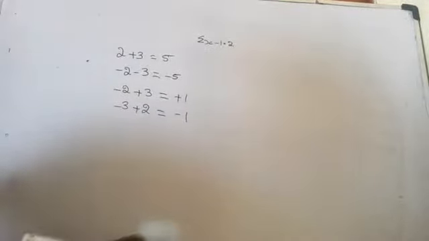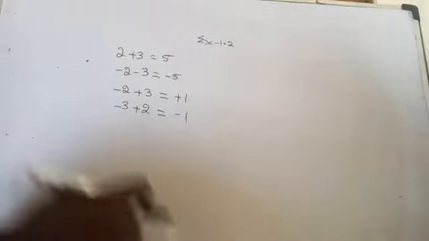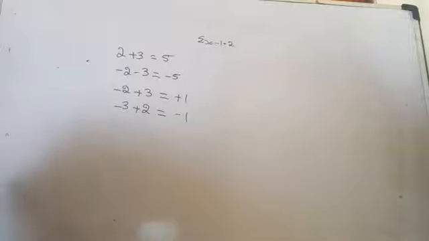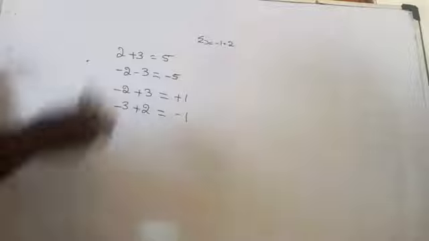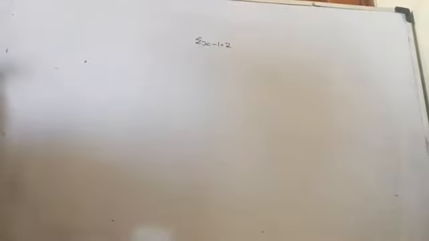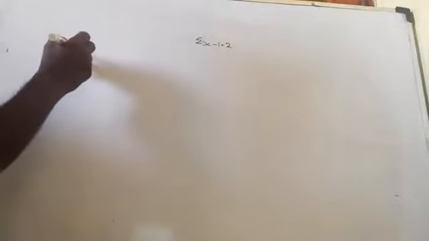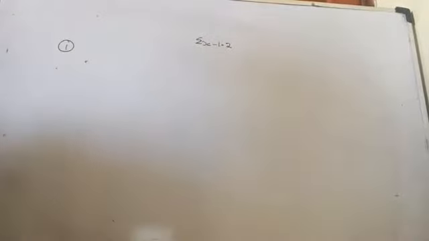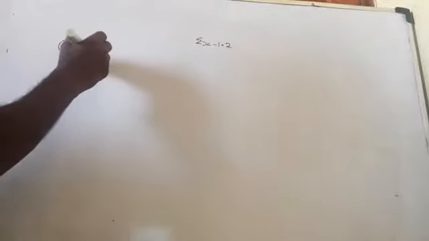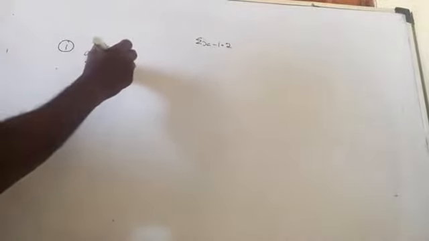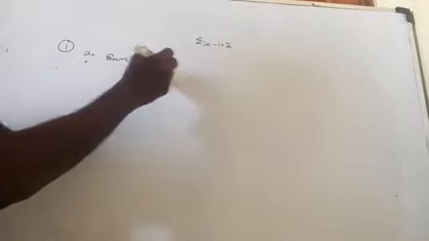Now move to the exercise. Write down a pair of integers whose sum is minus 7. First question: write down a pair of integers whose sum is minus 7.